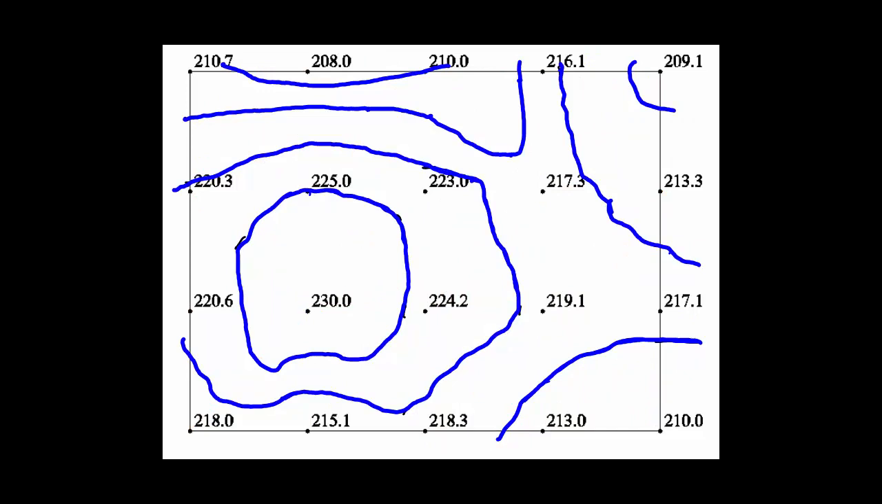So this is what our finished topographic drawing looks like. We can label these contours. You can see that this one is the 225 contour. This one is 220. This is 215. This one is 210. This one also is 210. And this one also is 215. And this is 215. So remember, our contour lines cross our working lines at points that we have interpolated along those lines.